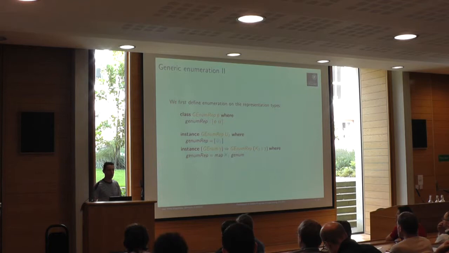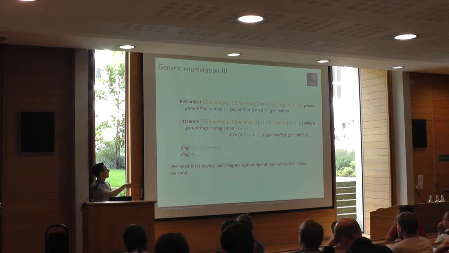Sums and products, well, sums use interleaving as before. For products, we need a form of diagonalization. Again, the details are more important than just some form of diagonalization, so that you make sure that you will eventually produce every value of the data type.